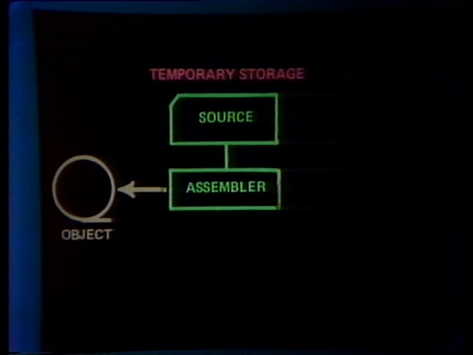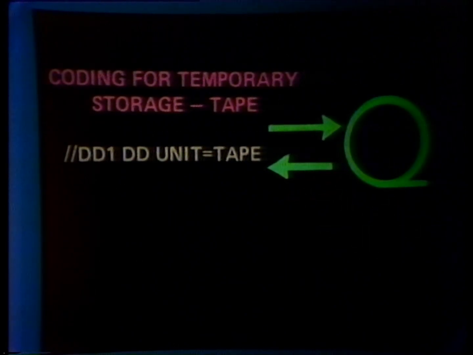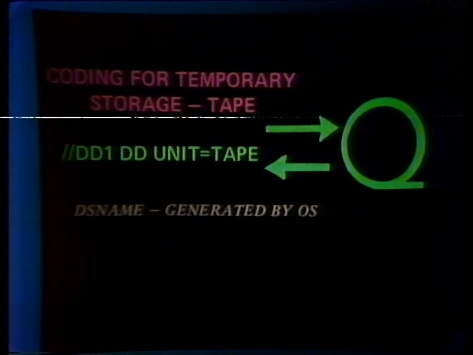You can specify a data set to serve as temporary storage to hold intermediate results with this DD statement coding. This statement specifies a temporary data set on a tape device. It's temporary because that's what the absence of the DSNAME parameter specifies. And OS will give the data set a name, a unique name that will be used internally to create and retrieve the data set. We don't care what the name is. We won't be using it.